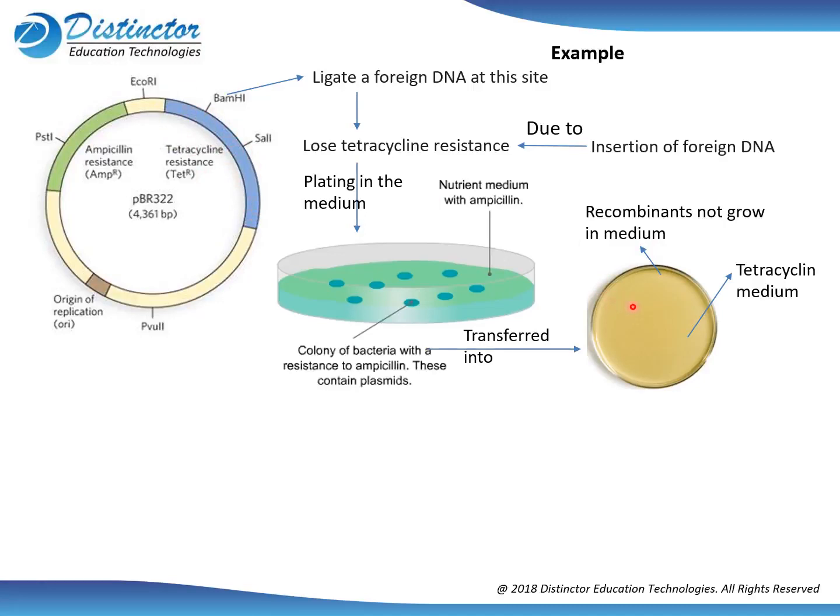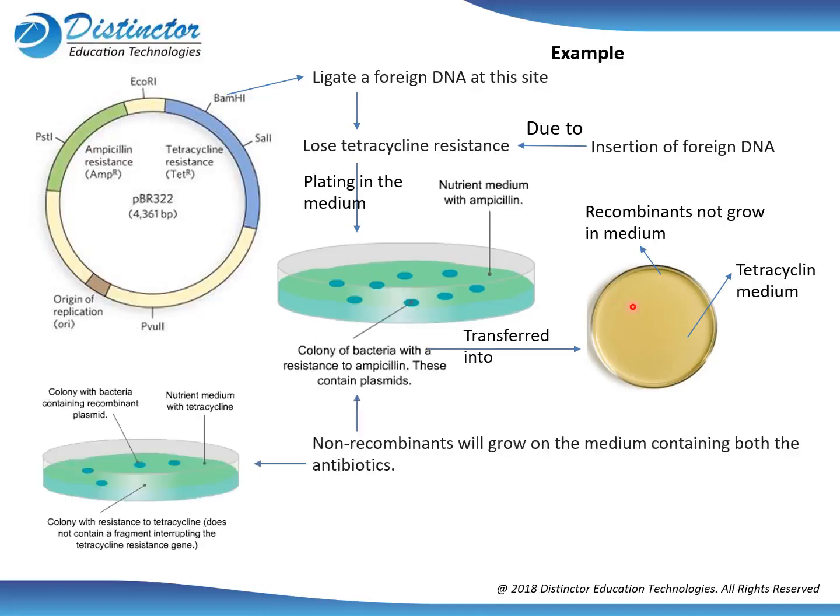That way we can select the recombinant and the non-recombinant. A non-recombinant will grow on the medium containing both antibiotics, because non-recombinants don't have any foreign DNA or foreign gene, so they can grow in both media. But the recombinant will grow only in ampicillin, not in tetracycline. So this is one example.